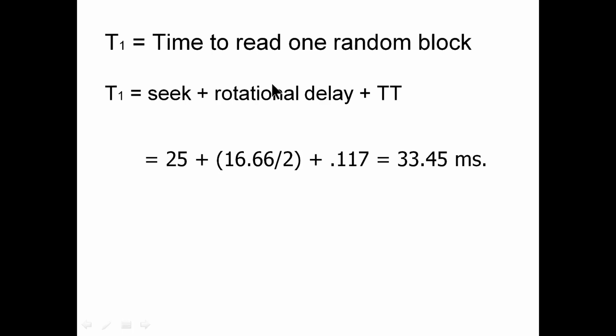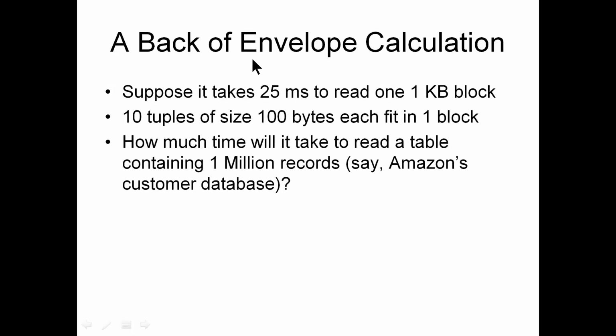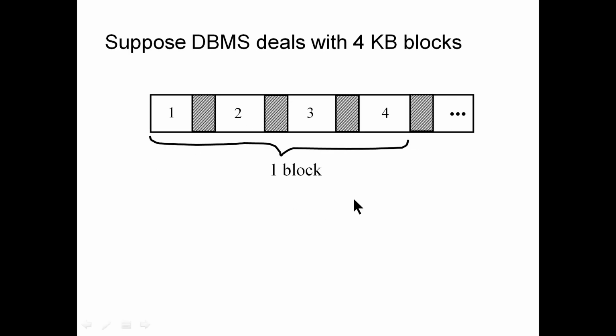So the time to read one random block is seek time plus rotational delay plus transfer time. Seek time means you're going and locating the data. There is a rotational delay, and then the time for transferring the data. So you add these three times to get the total read time. And a back-of-the-envelope calculation is also like this. Suppose it takes 25 milliseconds to read a 1 kilobyte block, and there are 10 tuples of size 100 bytes each to fit in one block. How much time? So you basically do the calculation.